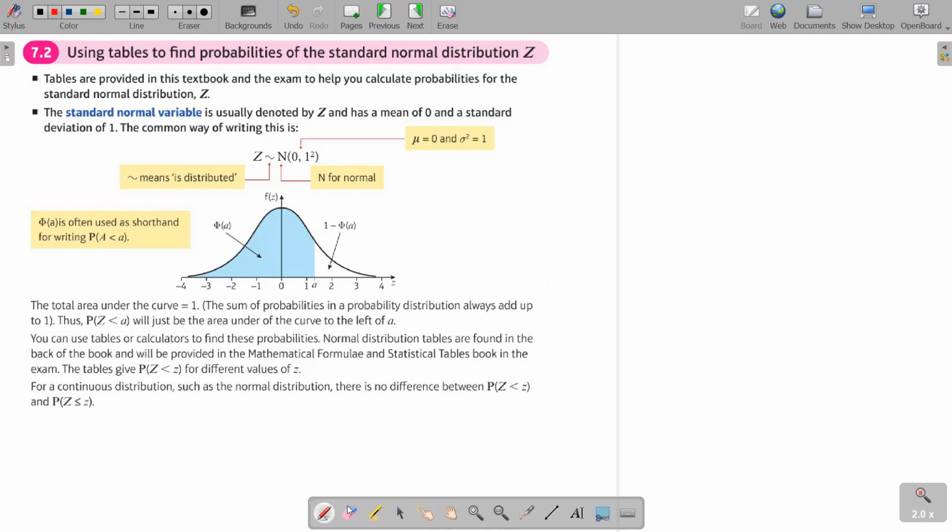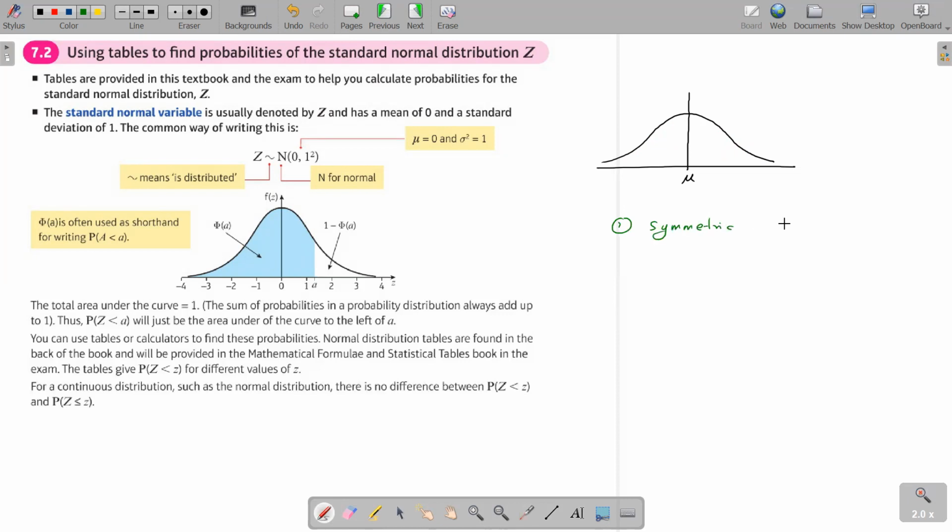So let's recall quickly what you know. Number one, the normal distribution is a symmetric distribution. It's symmetric around its mean, and the area under the graph represents the probability. So the total area is 1. Since this graph is symmetric, the normal distribution is symmetric.